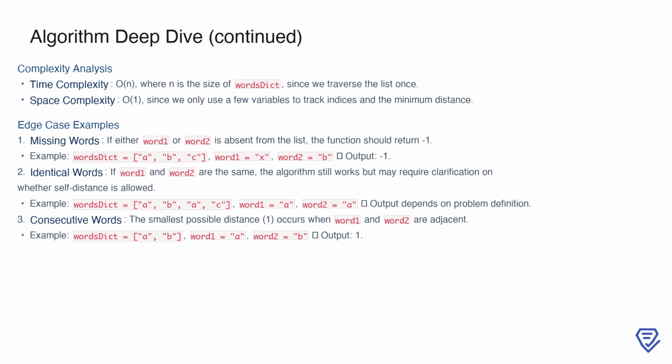Another edge case arises when word 1 and word 2 are the same. In such cases, the algorithm should clarify whether self-distance is allowed, as this depends on the problem's definition. Lastly, when word 1 and word 2 are adjacent in the list, the distance is guaranteed to be 1, which is the smallest possible value. These examples highlight the robustness of the algorithm in handling various input scenarios.